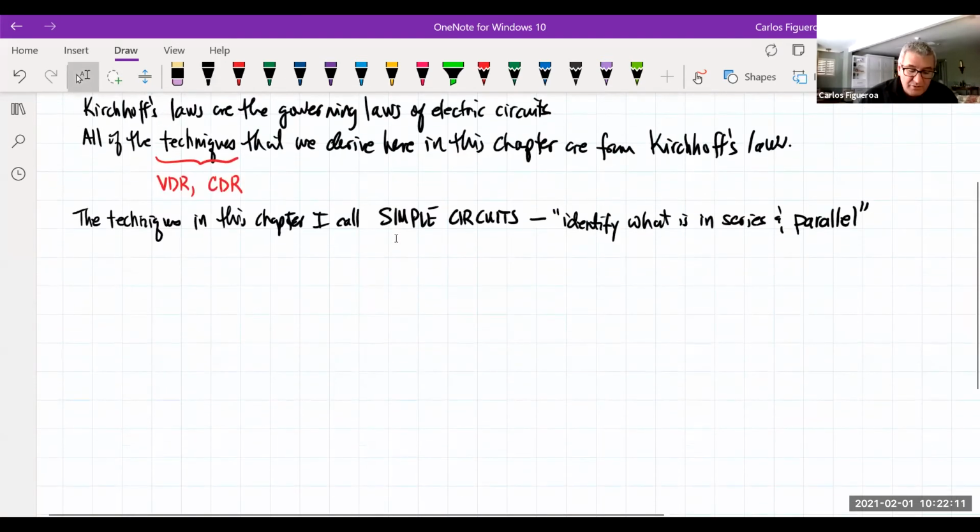So what we want to do here is start talking about what I mean by Kirchhoff's current law, Kirchhoff's voltage law, what are nodes, what are loops, etc. So we need some very basic definitions. So here's our first definition.